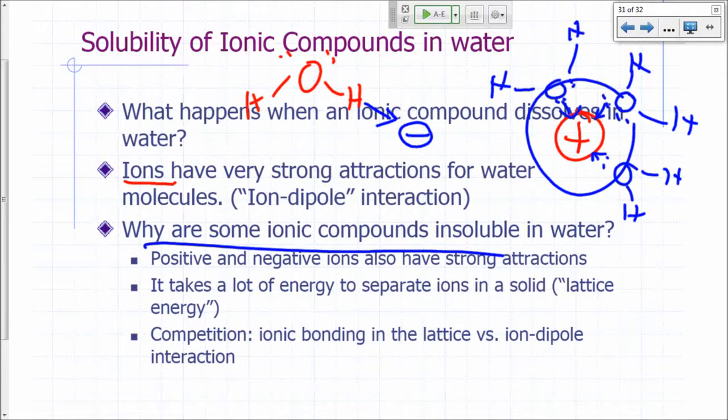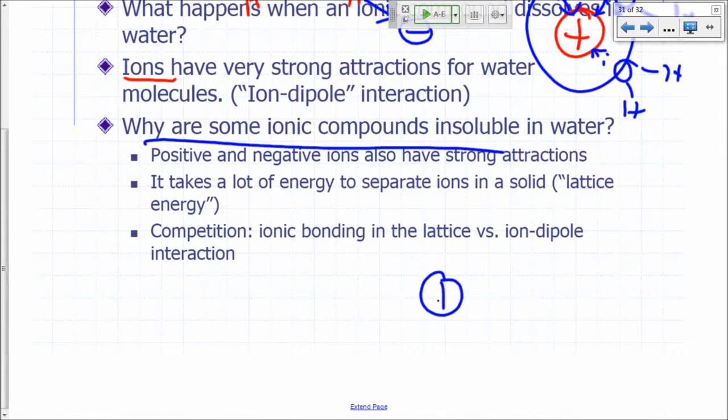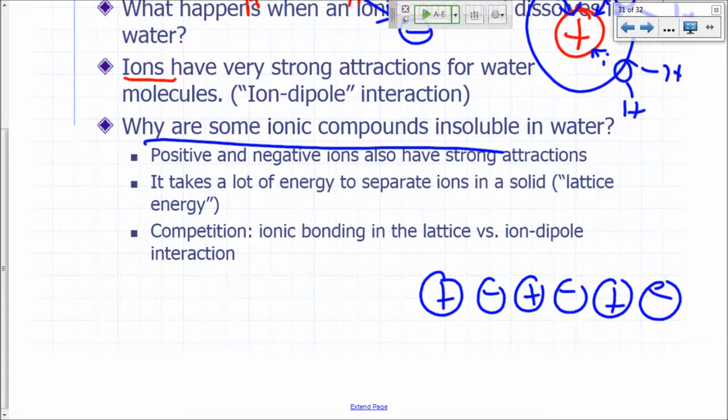So, remember, in an ionic compound, what do you have? You have positives and negatives right next to each other, right? There are very strong attractions holding those ions together in the solid. For them to actually spread out in the water and be surrounded by water molecules, the first thing you need to do is break those ionic bonds between them. So in some cases, the attractions among the ions themselves are so much stronger, they'd rather be by themselves than mingle with the water molecules.